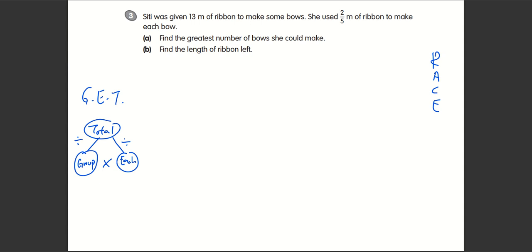And when we see a fraction problem and we feel fearful about it, what we can do is to first ignore the fraction and just read it as it is. So City was given some ribbon to make some bowls. Then to make each bowl, there's a certain amount of ribbon that she needs. And then the question asks for greatest number of bowls and then the length left. So there's some left over. So this is the total, 13 meters, that's the total. And then each bowl, that means one bowl is using 2/5 meters.